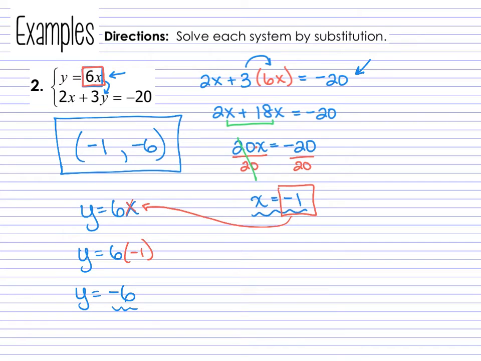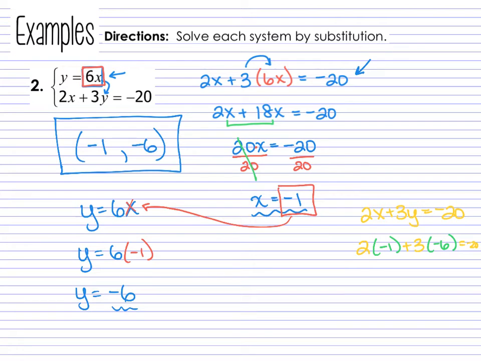The answer to the system of equations, the one point, x comma y, that makes the equations true is negative 1 comma negative 6. Let's plug it in just to see if we're right, just to double check. So let's take that equation, 2x plus 3y equals negative 20. So I've said that my x is negative 1, plus 3 times y, we said y was equal to negative 6, equals negative 20.